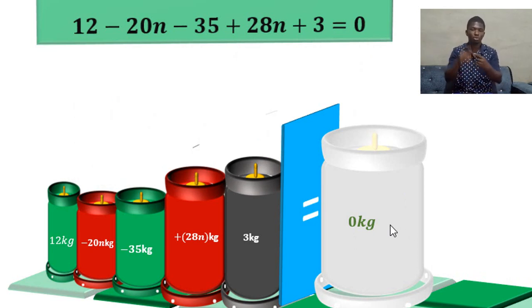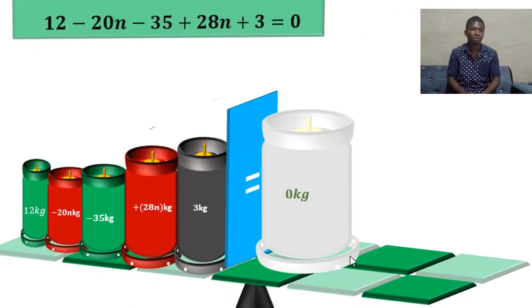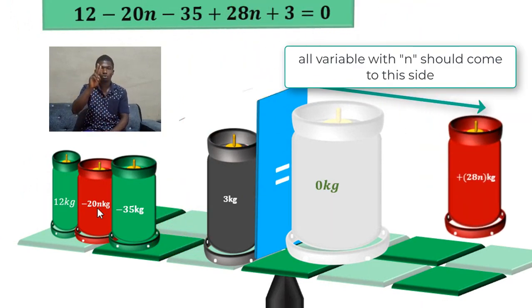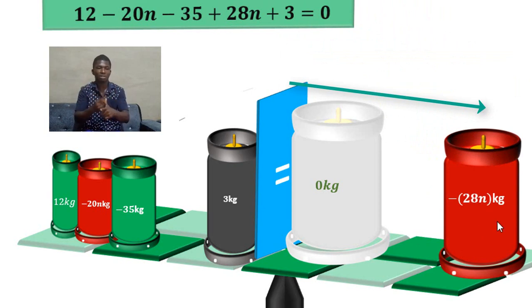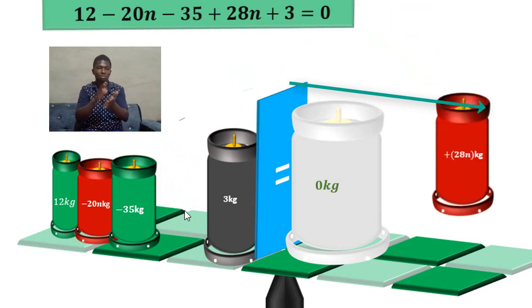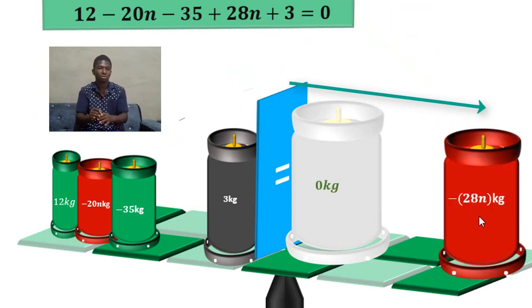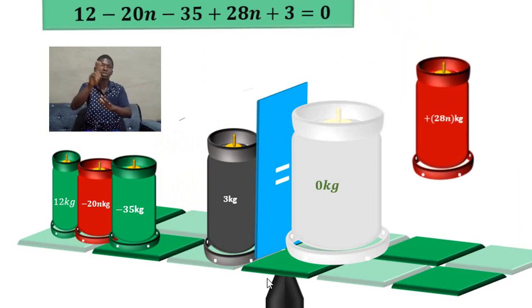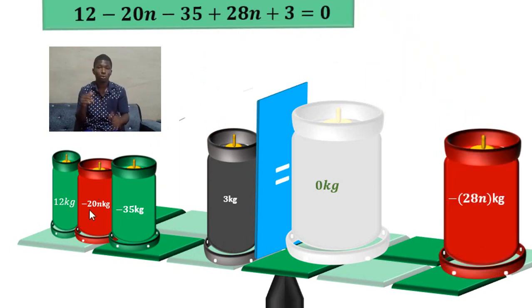Let me just decide to bring everything that has n to come here. Like this 20n, let it come here, and let's see how it works. Okay, 28n comes first. When it was here, it was plus 28. When it crosses, it becomes minus 28. Take notes. When it was there, it was plus 28. When it crosses, it becomes what? Minus 28.